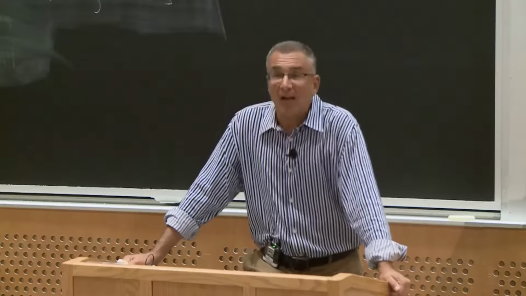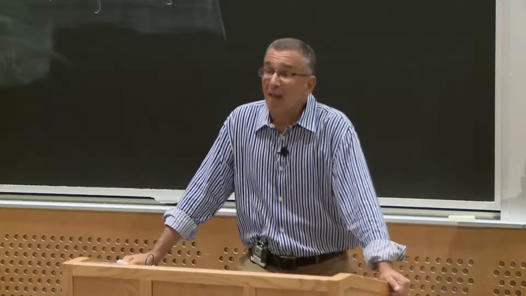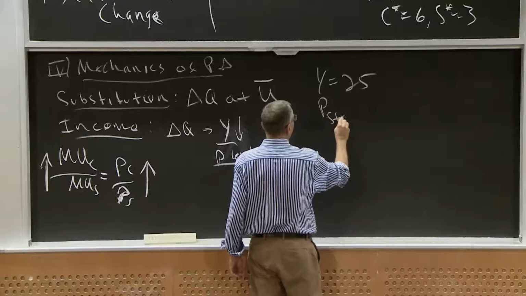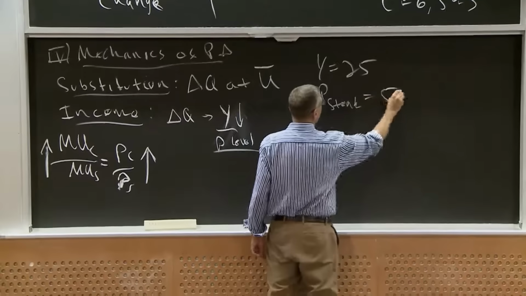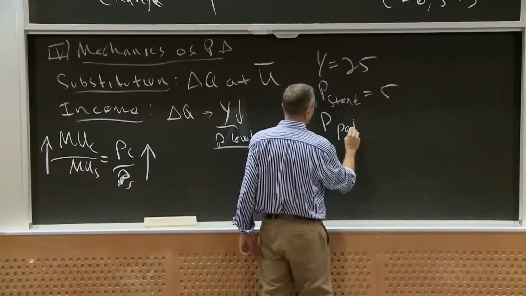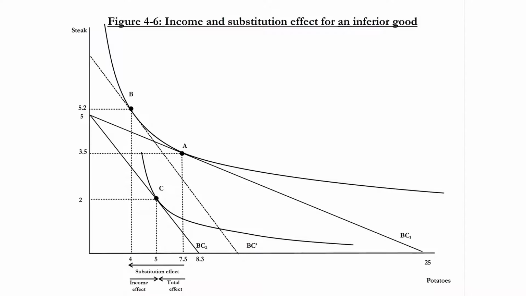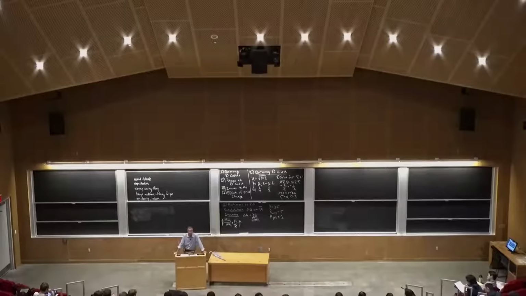The price of steak is $5, the price of potatoes is $1, and let's say their income is $25. So in this example, income is $25, the price of a steak is $5, and the price of potatoes is $1. Okay, so the budget constraint looks like BC1. For $25, you can have 25 potatoes or 5 steaks.